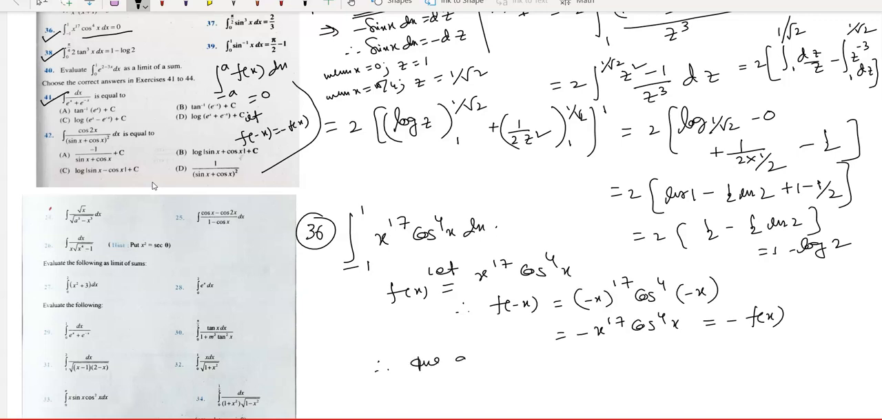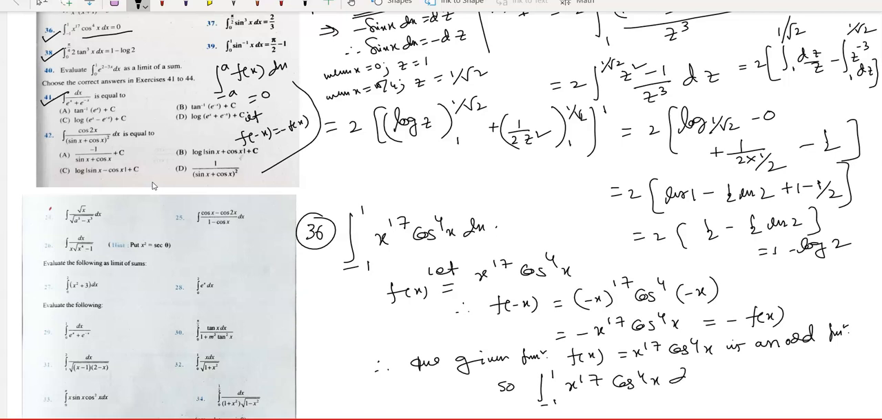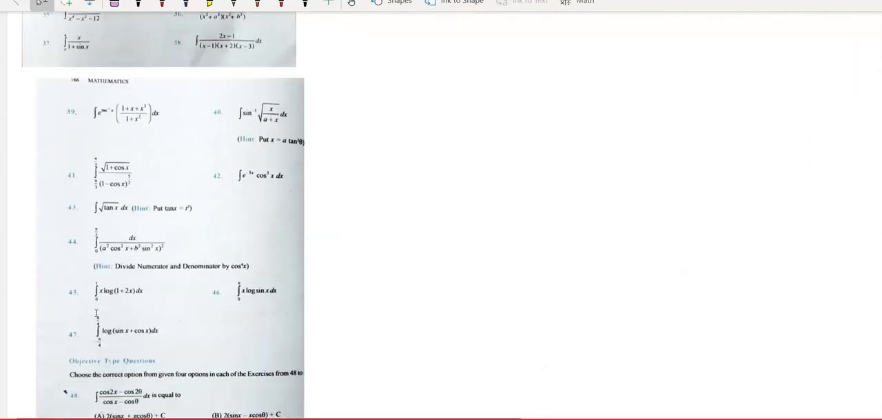So your conclusion will be, therefore, the given function or integrand, whatever you say, x to the power 17 cos to the power 4x, is an odd function. So the result is the integral from minus 1 to 1 of x to the power 17 cos to the power 4x dx is going to be equal to 0. Please check once.